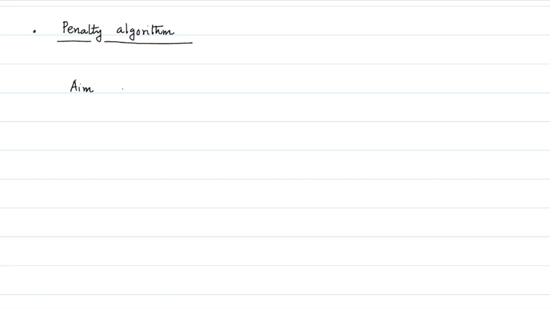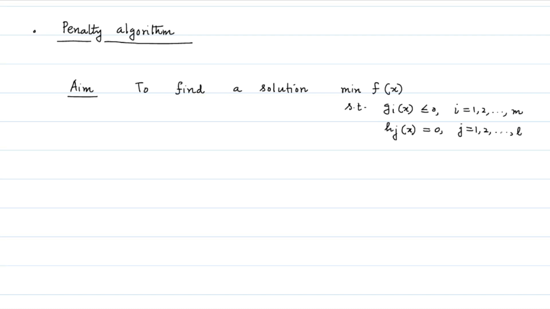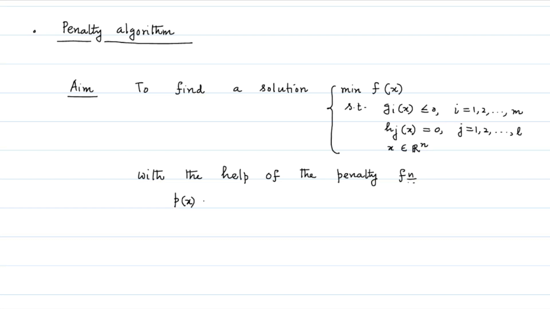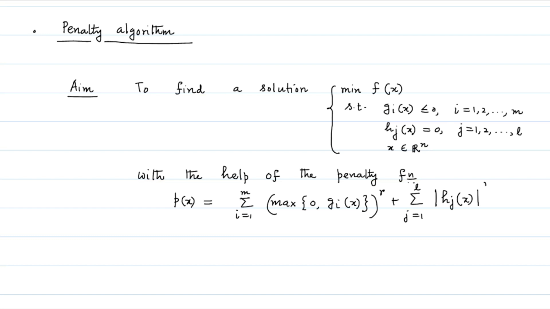We aim to find a solution to the constrained problem. Let me consider a general constrained problem with inequality and equality constraints. We want to solve this constrained optimization problem with the help of the penalty function. Let P(x) be the expression that we have figured out for a constrained problem with equality and inequality constraints, with some value of r greater than or equal to 1.